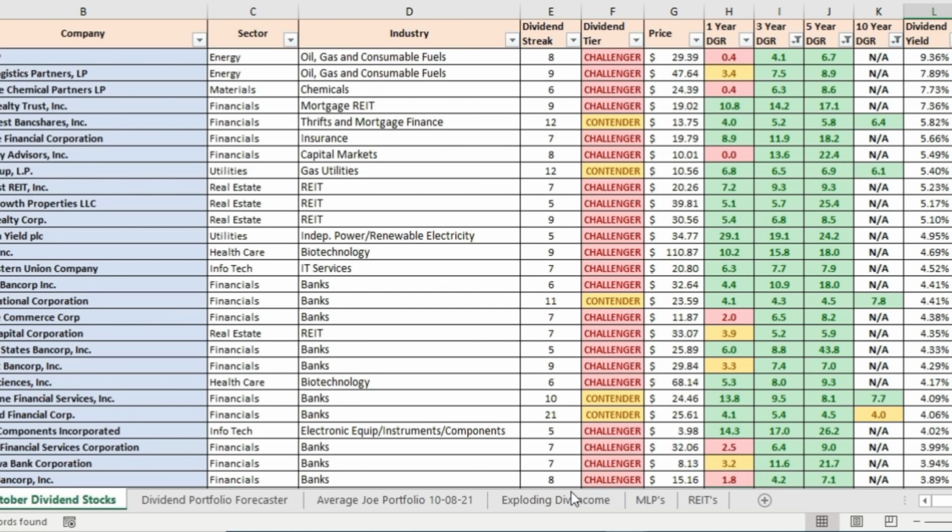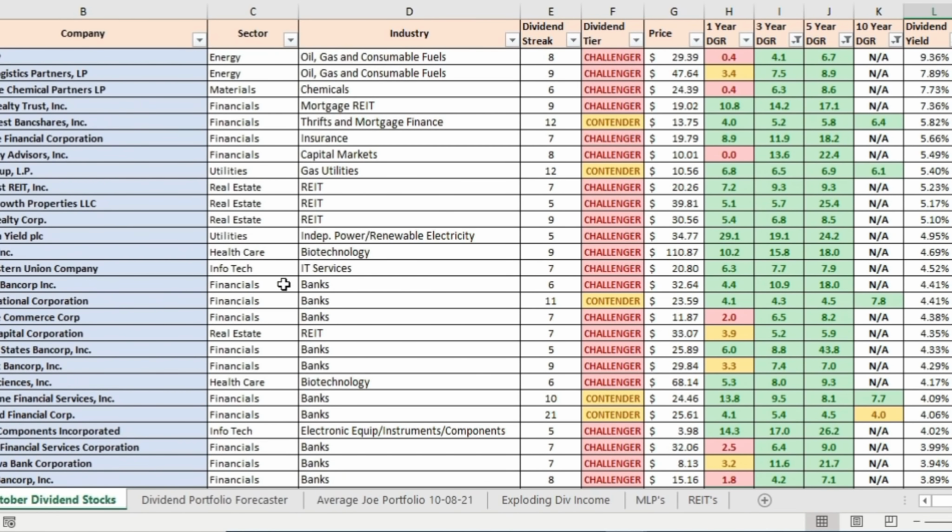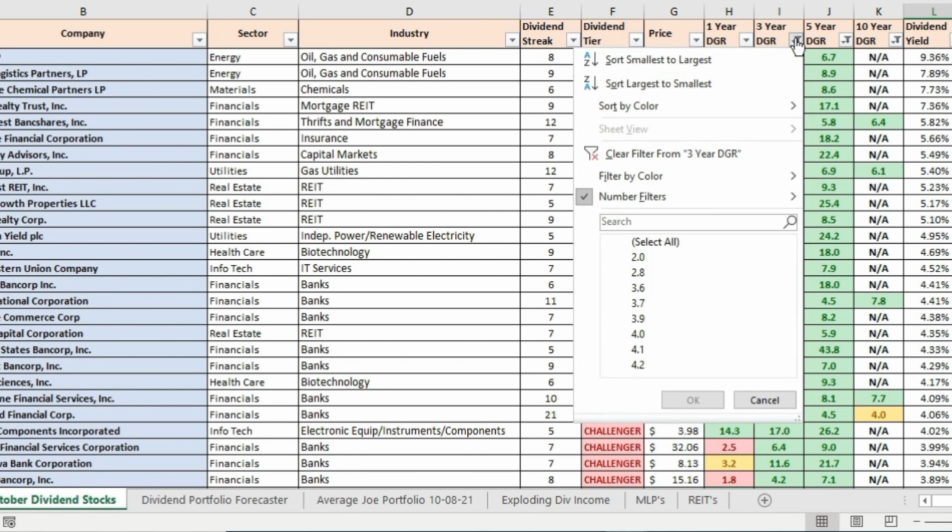The goal, if we come over here to our exploding dividend income, is to have down here, and this will start to populate here for us in a second, 3, 5, and 10-year weighted growth rates in the portfolio and dividend yield weighted for the portfolio to be at or above our target objective. So as you can see here, we've got quite a few stocks that can meet our objectives. Let's go ahead and sort by highest 3-year growth rate.